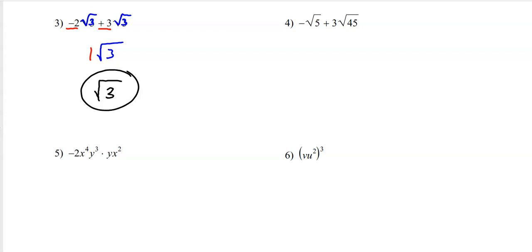Well, the next problem is a little bit different because my radicals are different. I have this radical 5 and I have a radical 45, so I can't do any adding yet. Remember, this negative is really like a negative 1. So I have negative 1 square root of 5 plus 3.